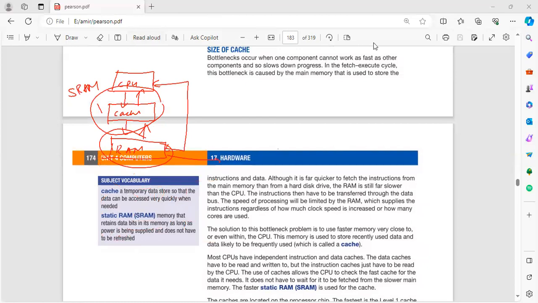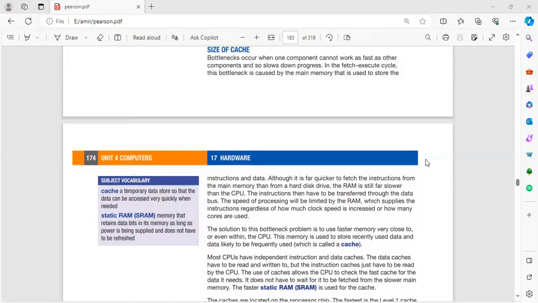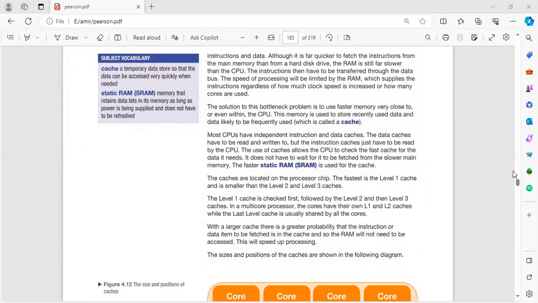So it says instruction and data, although it is far quicker to fetch the instruction from the main memory than from a hard disk drive. So the hard disk is much farther away from the CPU. The RAM is still far slower than the CPU. So the CPU is much faster than RAM.